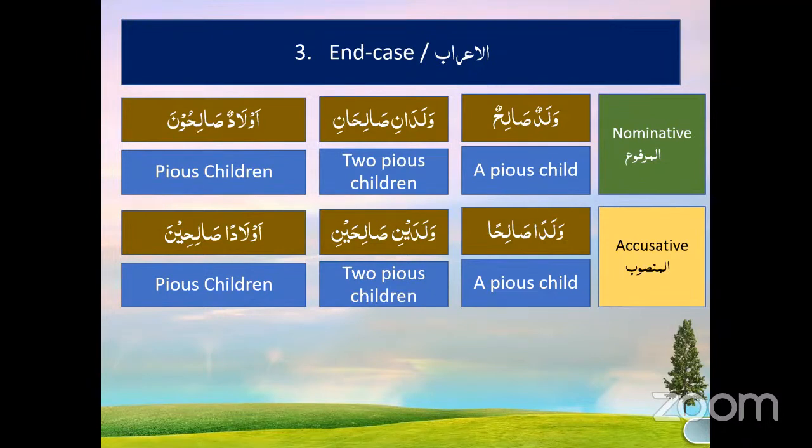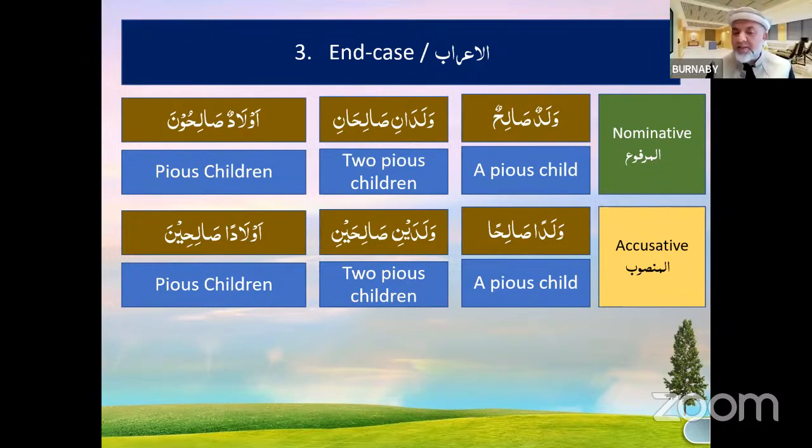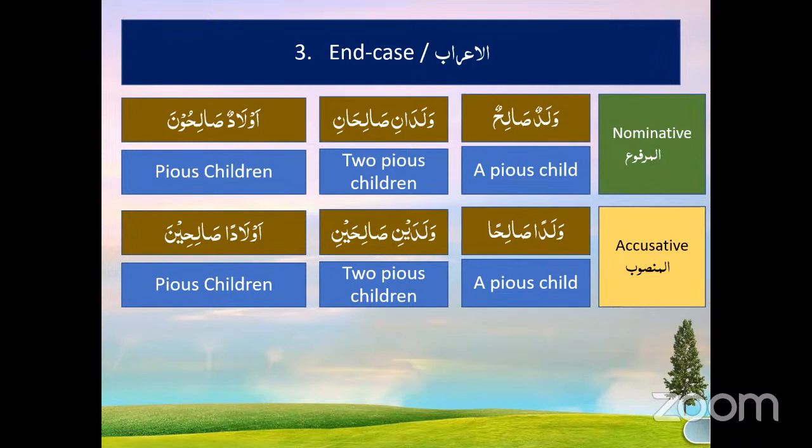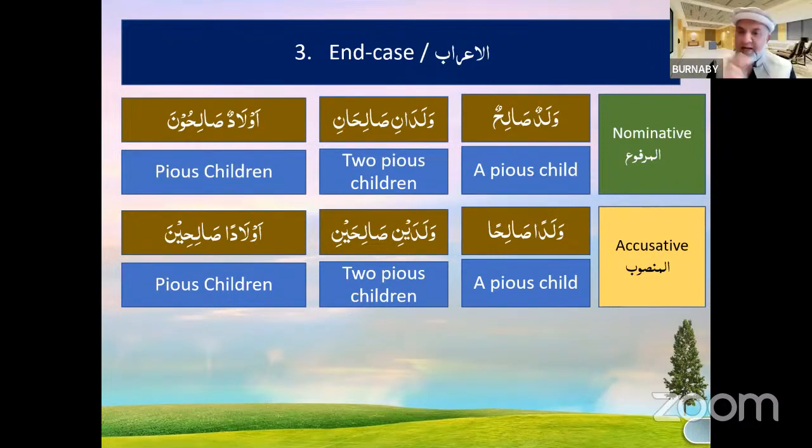So Waladan Salihan, Salihan is singular. So for the last letter, you have to look at the Fatatan. But in the dual there is the sound, Walidaini Salihaini, the ending sound. In the plural, you will have the ending sound, Auladan Salihaini. Yes?